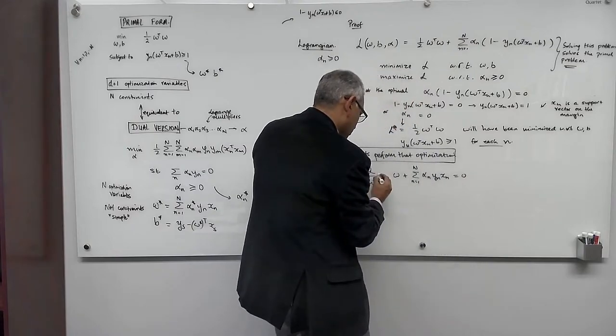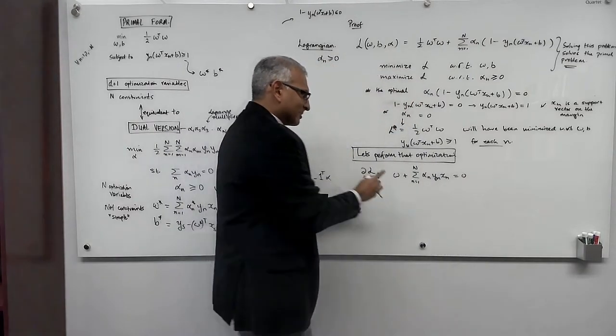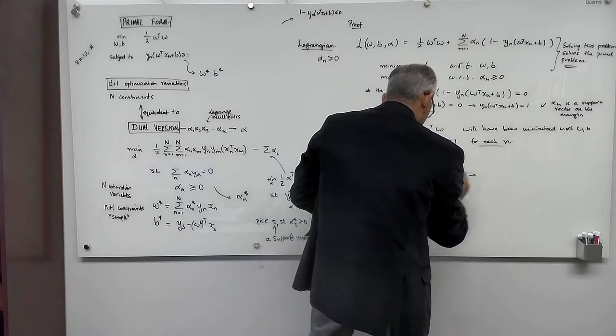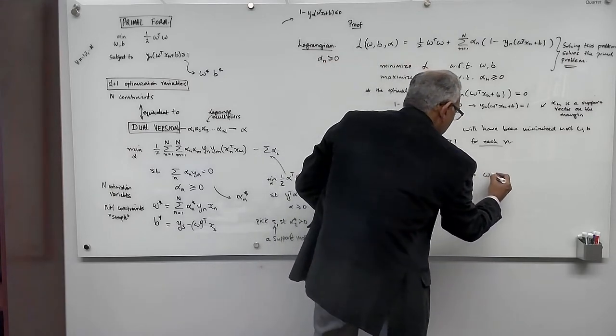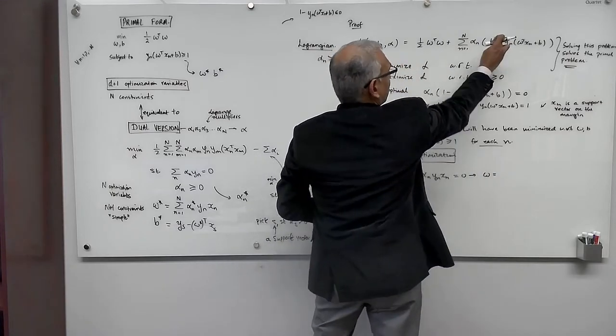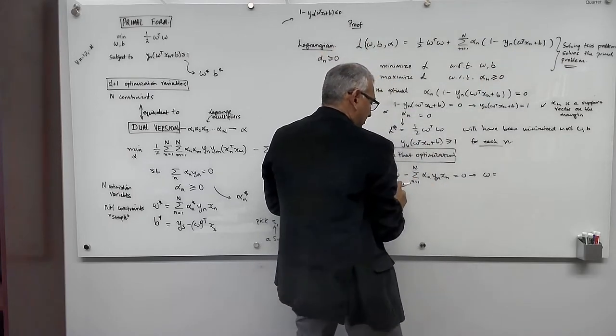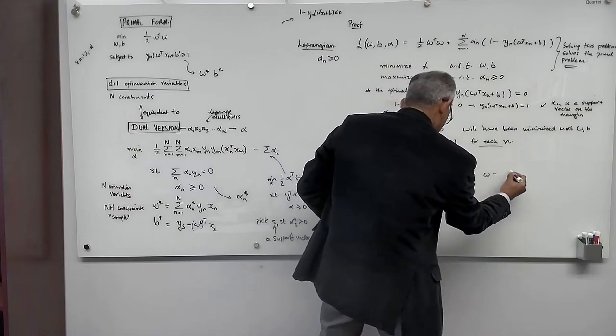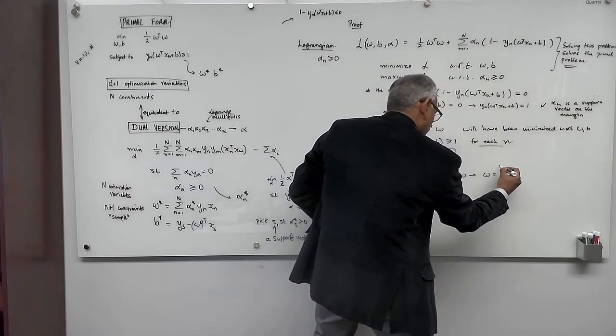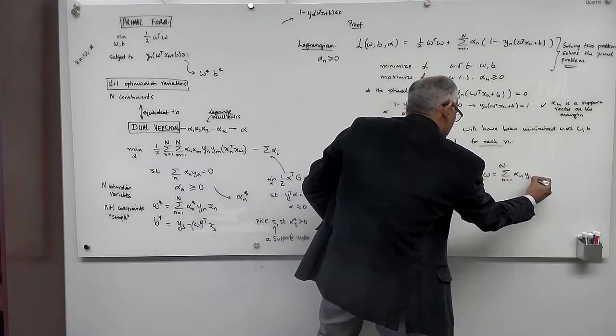That's what the derivative is. We must set it equal to 0. So this implies that at the optimal, W will equal, I forgot the minus sign, there's a minus sign here. At the optimal, W will equal this quantity: the sum from n equals 1 to big N of alpha n, y_n, x_n.